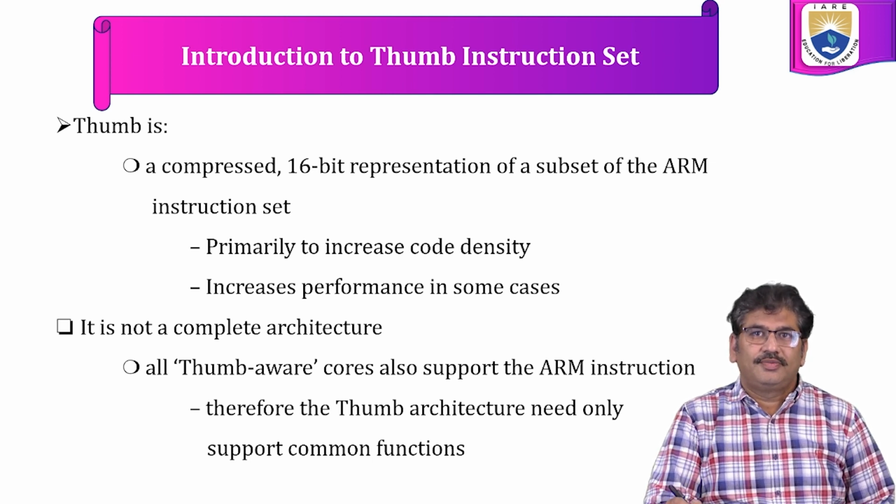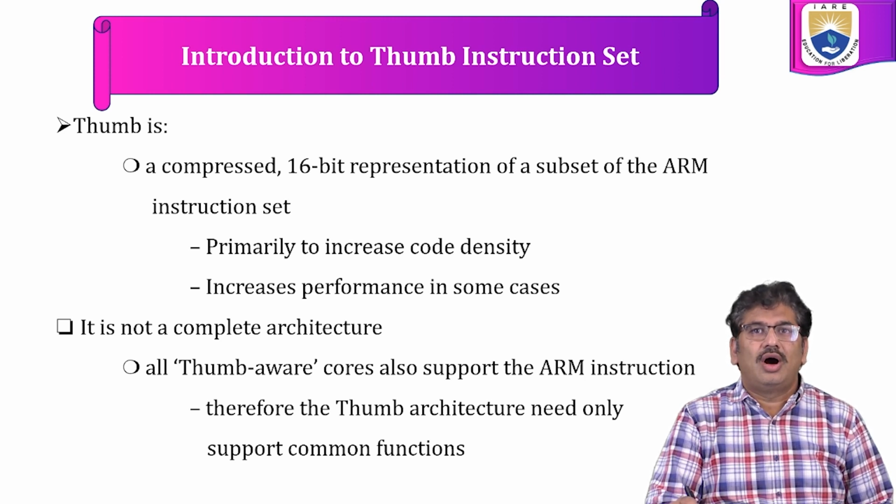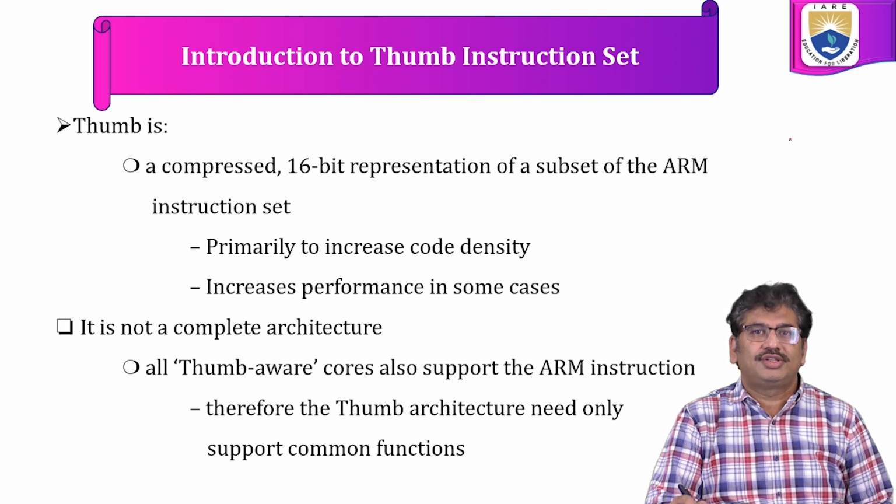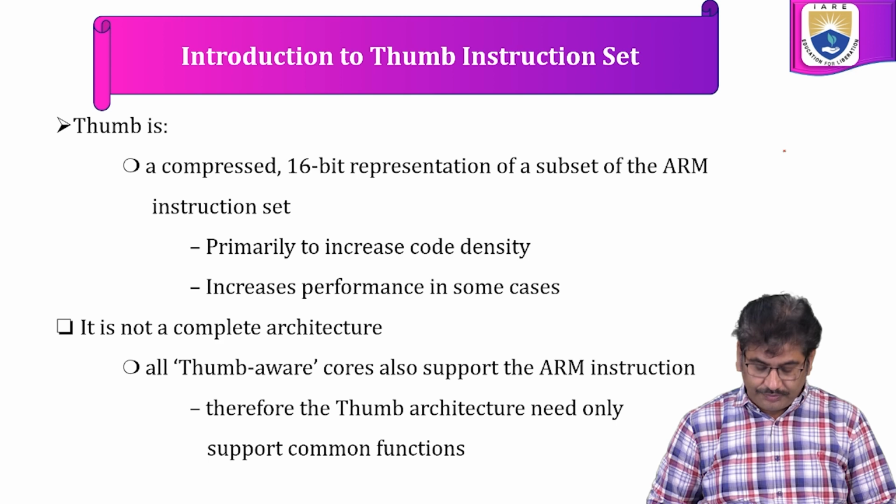Now, what is Thumb? Thumb is a compressed 16-bit representation of a subset of the ARM instruction set. It is primarily to increase the code density, and increases performance in some cases. It is not a complete architecture. All Thumb-aware code also supports the ARM instructions. Therefore, the Thumb architecture need only support common functions.